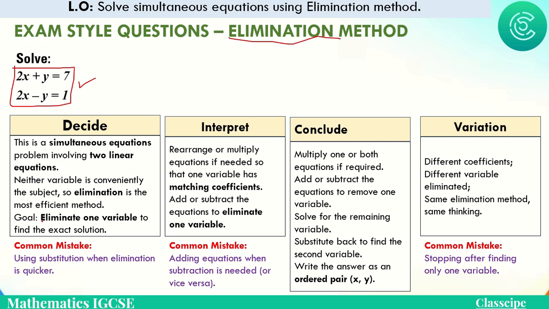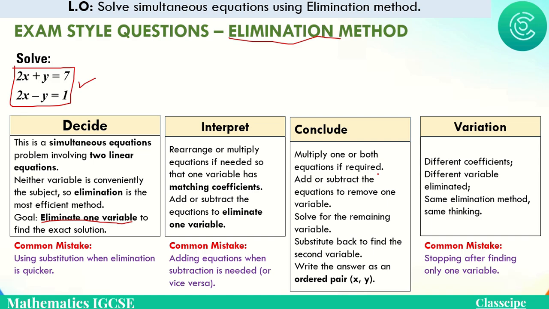Okay, so what we will do, we will eliminate one variable to find the exact solution. Now in interpretation, what we are going to do is rearrange or multiply equations if needed, so that one variable has matching coefficients. When the coefficients are matching, then you can cancel it very easily. In conclusion, the main process is we multiply one or both equations if required. If you can eliminate without multiplying, go for it, right?